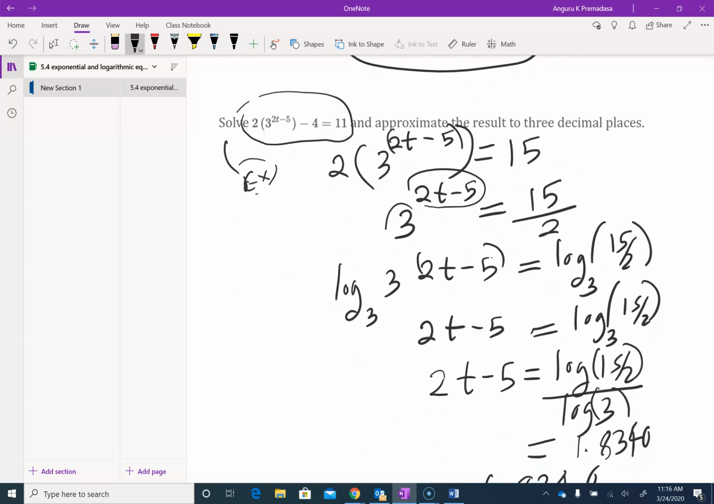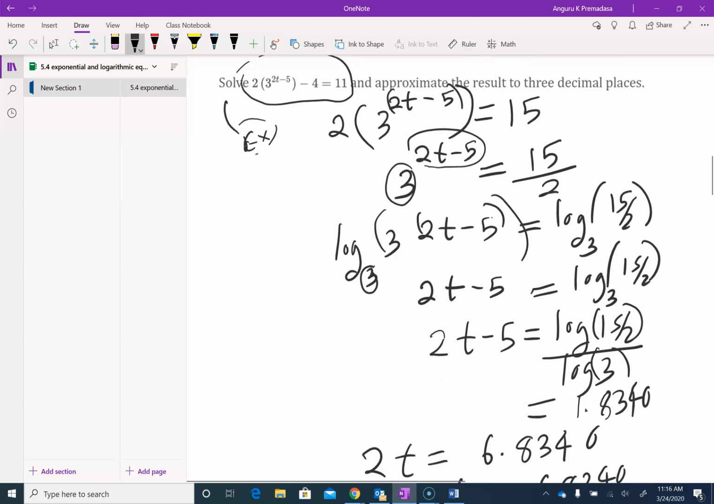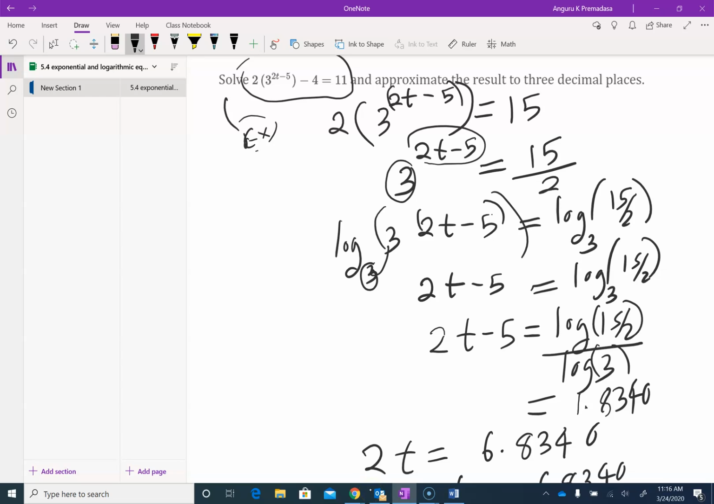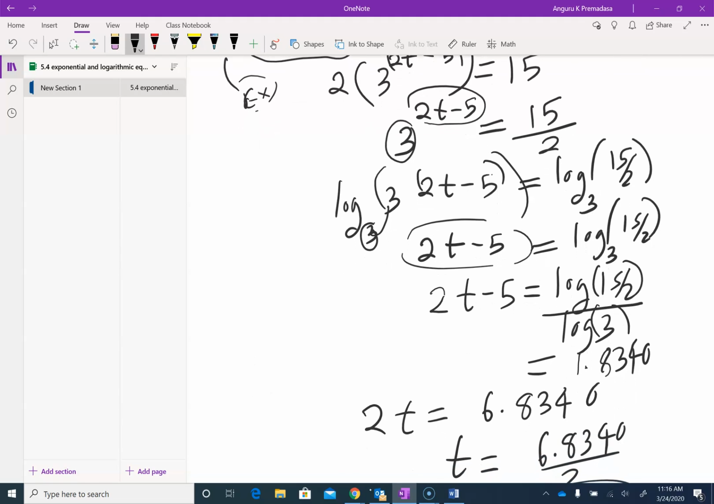And which log do you take? Because we have base 3, we take the log base 3. So we take log base 3 on both sides, log base 3 on this, and log base 3 of 15 over 2. And now, as usual, the log and the exponent cancel off, and you get 2t minus 5 is equal to log base 3 of 15 over 2.